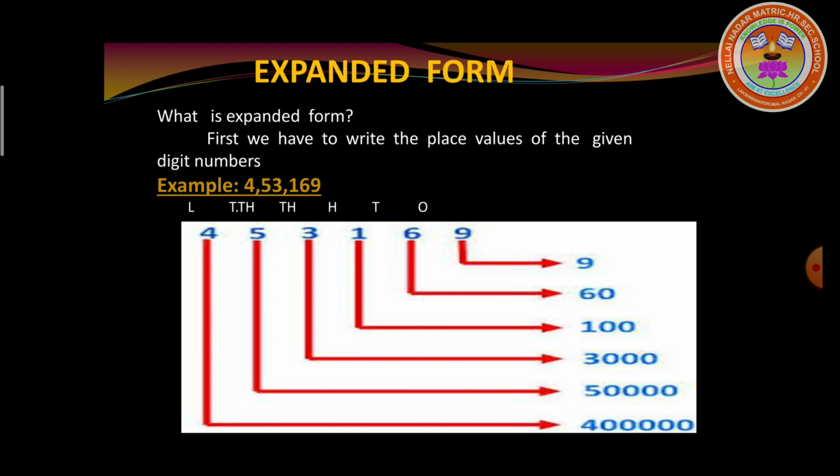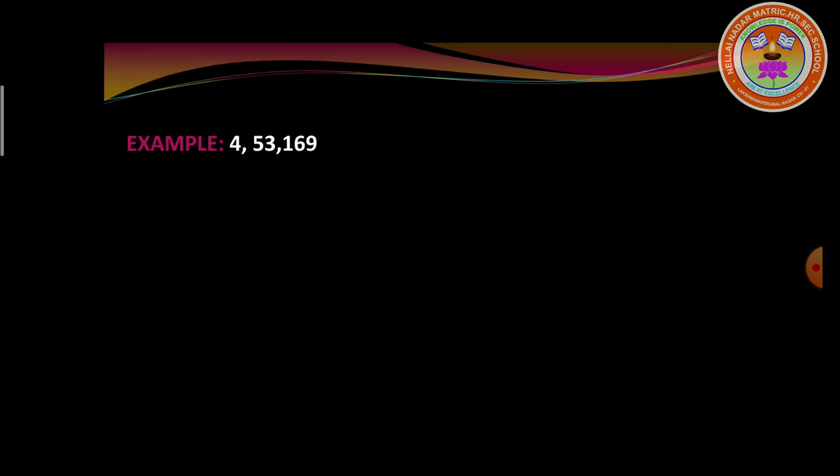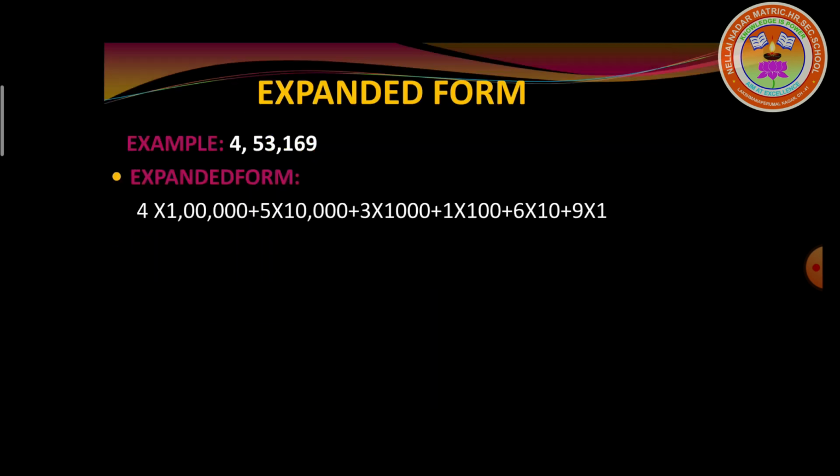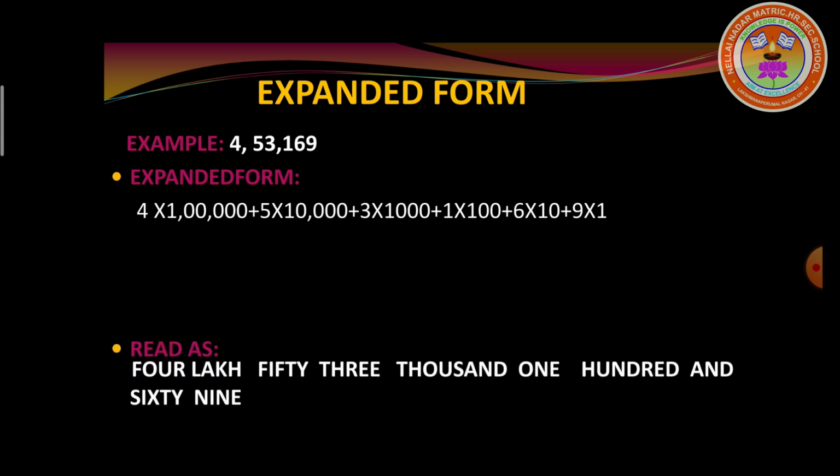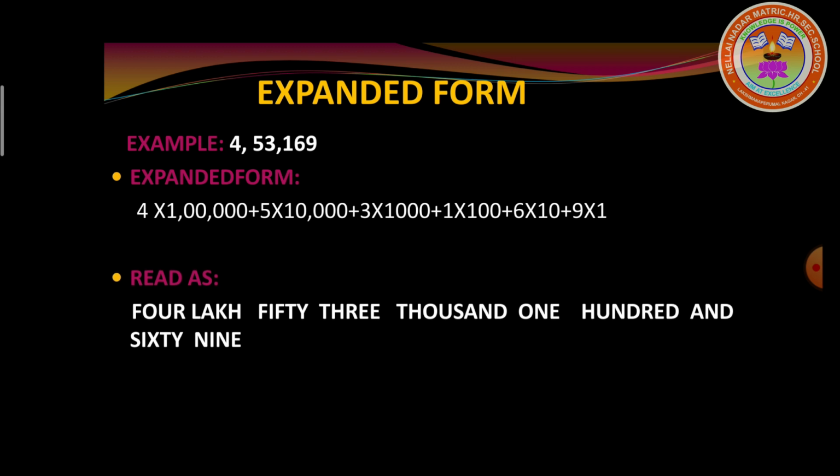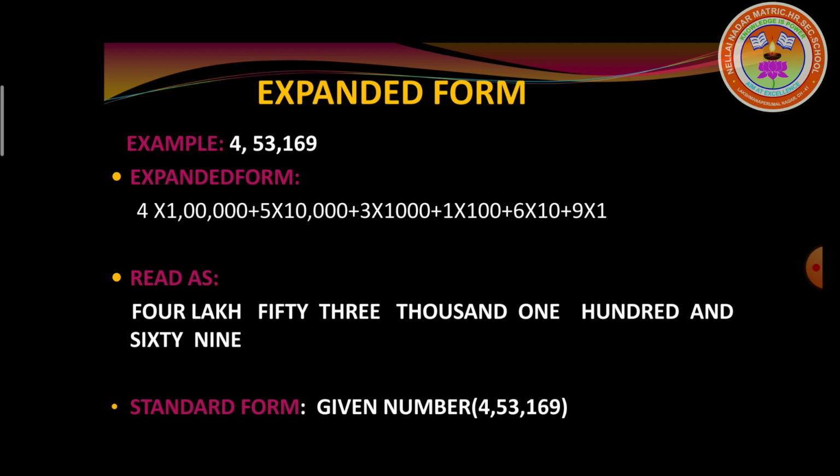First you have to write down the place values for a given number. Then after finding the place values, we have to write down the expanded form like this according to its place values. 4 into 1 lakh plus 5 into 10,000 plus 3 into 1000 plus 1 into 100 plus 6 into 10 plus 9 into 1. How to read this number now? Children, you just read along with me. 4,53,169.